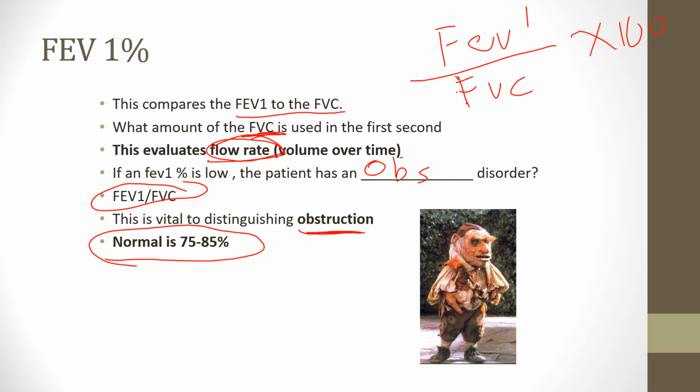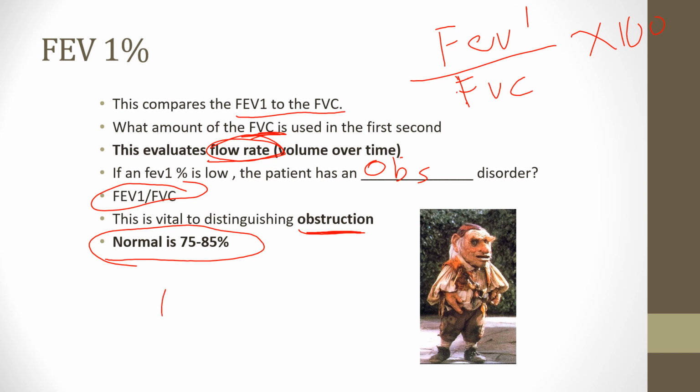So remember, in the last lecture, we were talking about what are normals, right? How do I know what normals are for most of my PFTs? And normals for most of them was 80 to 120% of predicted. Now, this is going to be of predicted as well, but in the first second that you exhale, it's going to be a little bit different. So this is the only outlier there. The normal is 75 to 85%.